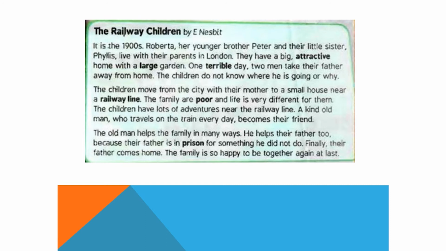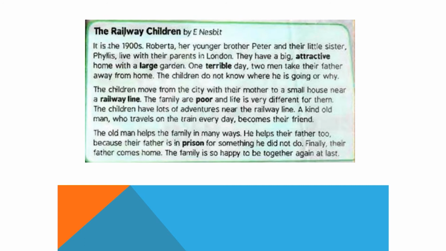Now let's introduce the reading text, The Railway Children. It is 1900. Roberta, her younger brother Peter and their little sister Phyllis live with their parents in London. They have a big, attractive home with a large garden. One troubled day, 2 men took their father away from home. The children don't know where he is going or why.